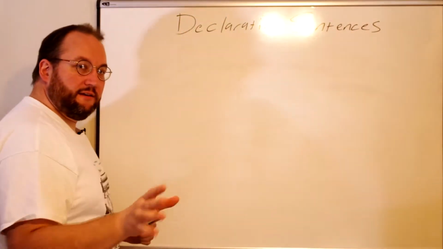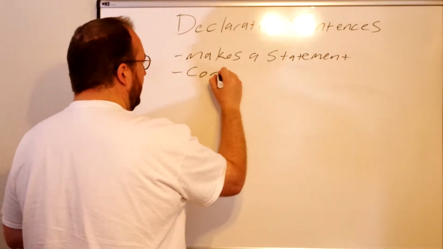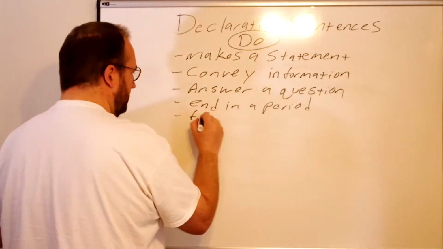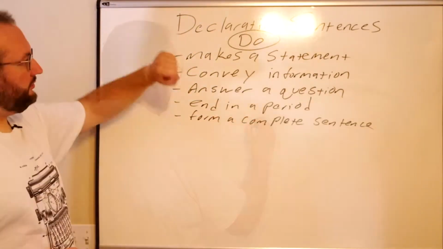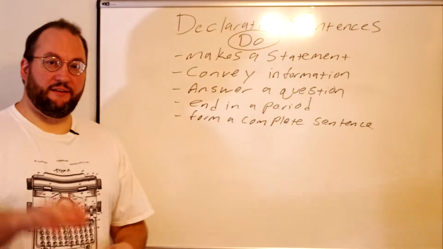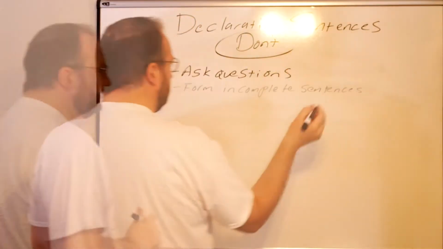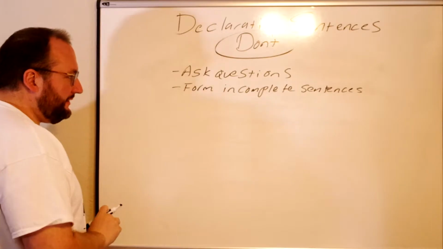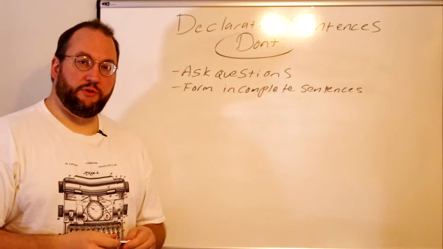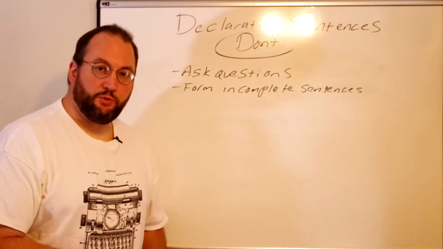So this is what a declarative sentence does. It makes a statement. Declarative sentences convey information. Declarative sentences can answer a question, end in a period, and form a complete sentence. So this is what declarative sentences do. So let's ask what it is that declarative sentences don't do. Declarative sentences do not ask questions. Declarative sentences do not form incomplete sentences. Other than that, that's basically what they don't do. They can do most other parts of a paragraph, most other things you need to do with writing.